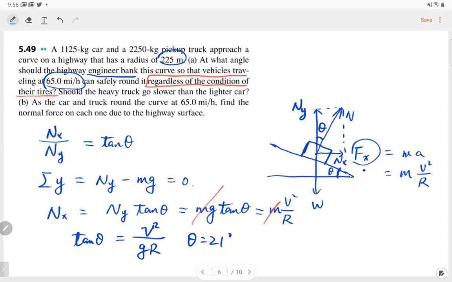Next question, should the heavy truck go slower than the lighter car? So the question is, does the linear velocity depend on the mass of the car? From this relation, we know the angle only depends on the velocity, acceleration, and the radius. It has nothing to do with the mass. So the answer is no. It doesn't depend on the mass. Okay, so this is this problem. Do you have any questions?